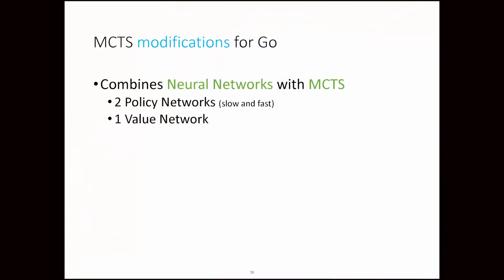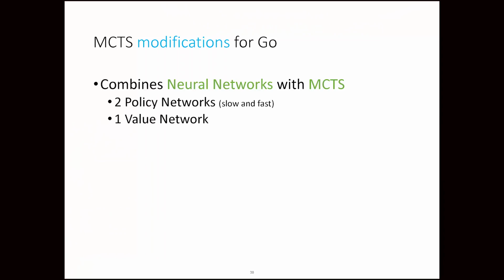So what do we do? We use a modified version of MCTS. Well, it's not what we do. That's what Google's DeepMind team did with AlphaGo. They combined neural networks with MCTS. Coincidentally, we learned about neural networks last class. There were 2 policy networks in AlphaGo and 1 value network.